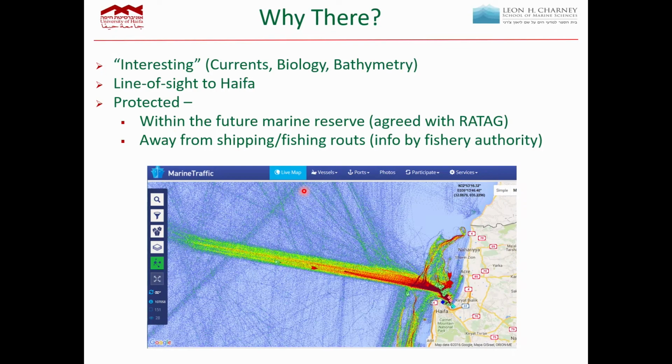Then the question was, why would we want to put an observatory where we put it? It's interesting in terms of location. The bathymetry is interesting there, and as I mentioned, there is a coral reef. The currents are not homogeneous. It also has a line of sight to Haifa. The university sits on a mountain 500 meters above sea level, and we have an antenna there, so we have a real-time connection with the buoy and can download data and fix problems. This is happening all the time. And as I mentioned, it's away from the shipping routes, and it's a marine reserve.